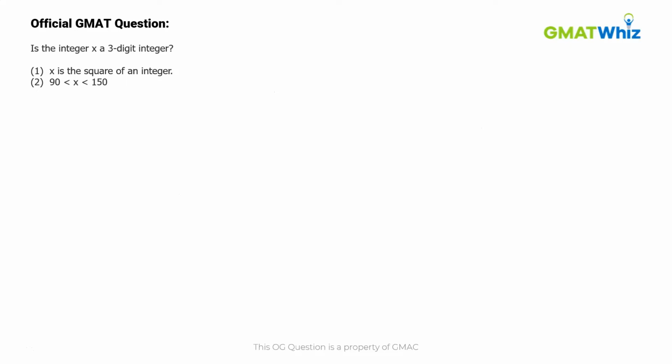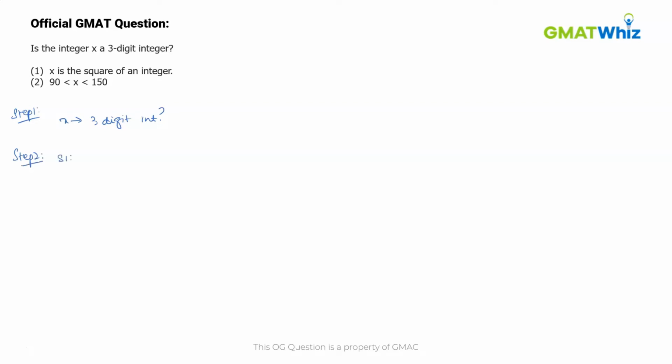In this question, we are asked if the integer x is a 3-digit integer or not. So step 1, we have to find if x is a 3-digit integer. Now, since there's not much that we can infer from the question, we now move on to step 2, where we analyze statement 1.